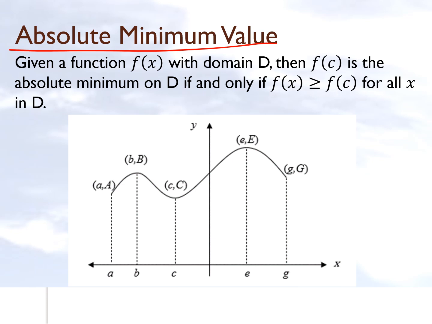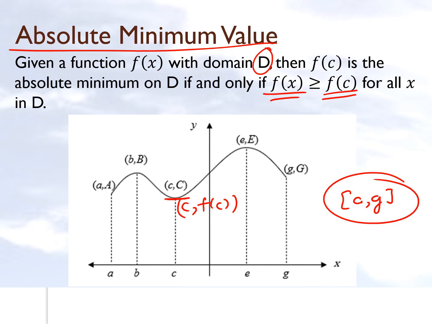So let's go back to your differential calculus class where we talked about what an absolute minimum value means. If you have a function f of x in a domain D, then f of c, so this is c comma f of c, is the absolute minimum on this domain if and only if f of x is greater than or equal to the value of the function at c for all values of x in this particular domain.